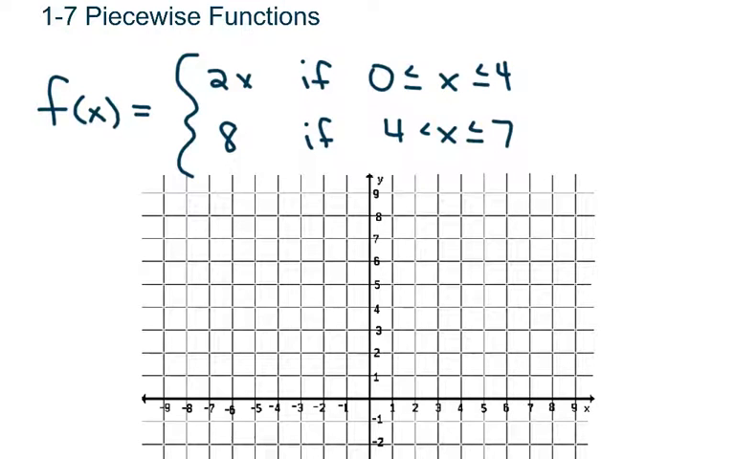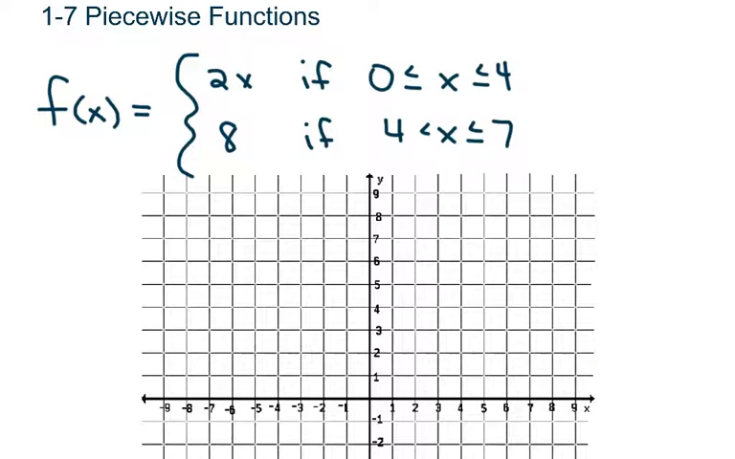A piecewise function is a special type of function. It's like multiple functions being graphed on the same coordinate plane with different domains. Basically, it's like a bunch of different parts of lines being graphed together. So here's an example of a piecewise function.